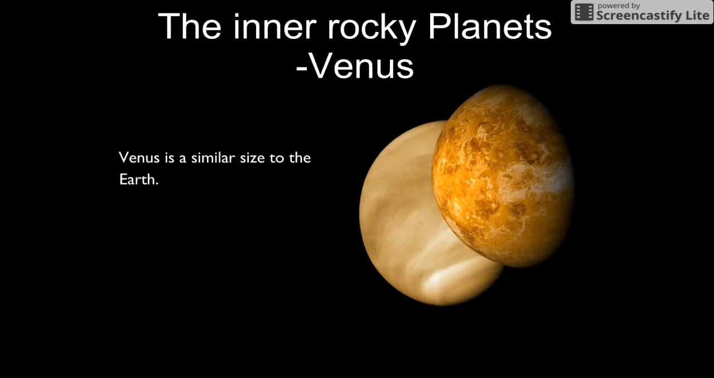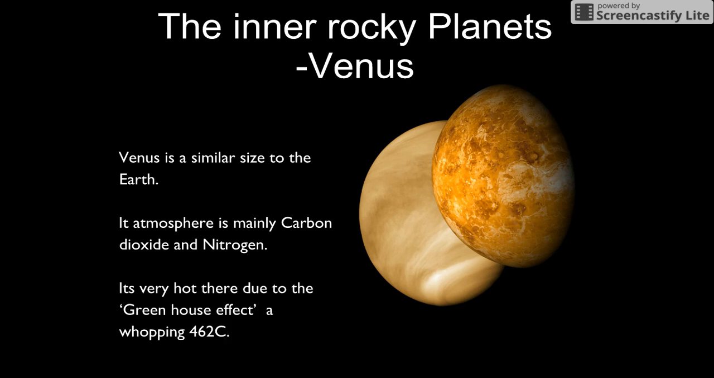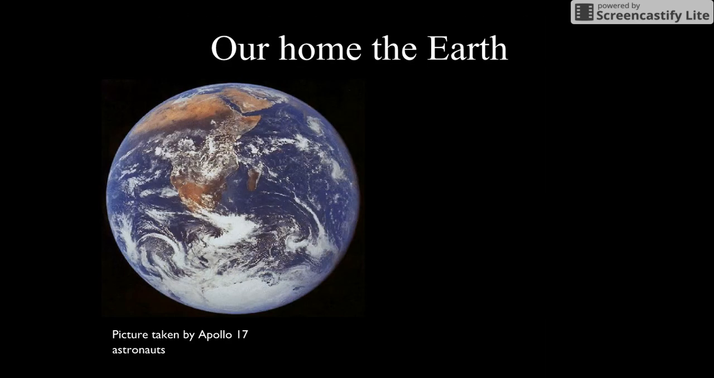When we discuss Venus, Venus is a similar size to the Earth. Its atmosphere is of carbon dioxide and nitrogen. It's very hot there due to the greenhouse effect. It gets up to 462 degrees Celsius.